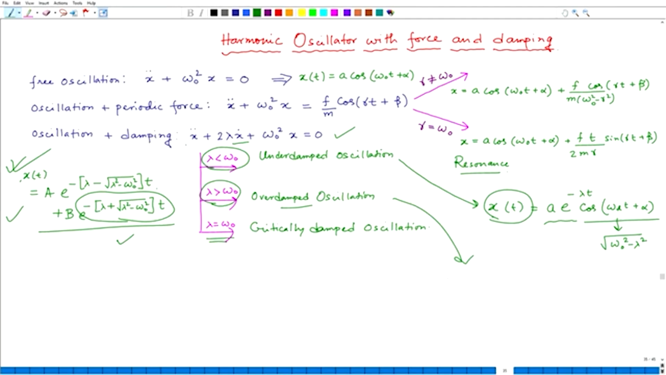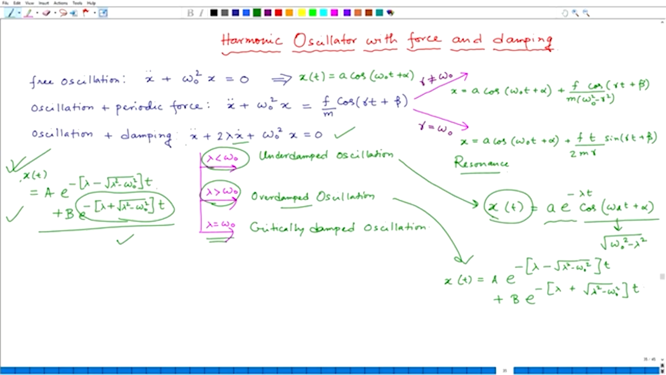Then we talked about the overdamped oscillation, and overdamped oscillation is just a superposition of two exponentially decaying functions. So, it should be exactly here x(t) is equal to some a e to the power minus lambda minus root over lambda square minus omega 0 square times t plus b e to the power minus lambda plus root over lambda square minus omega 0 square times t.